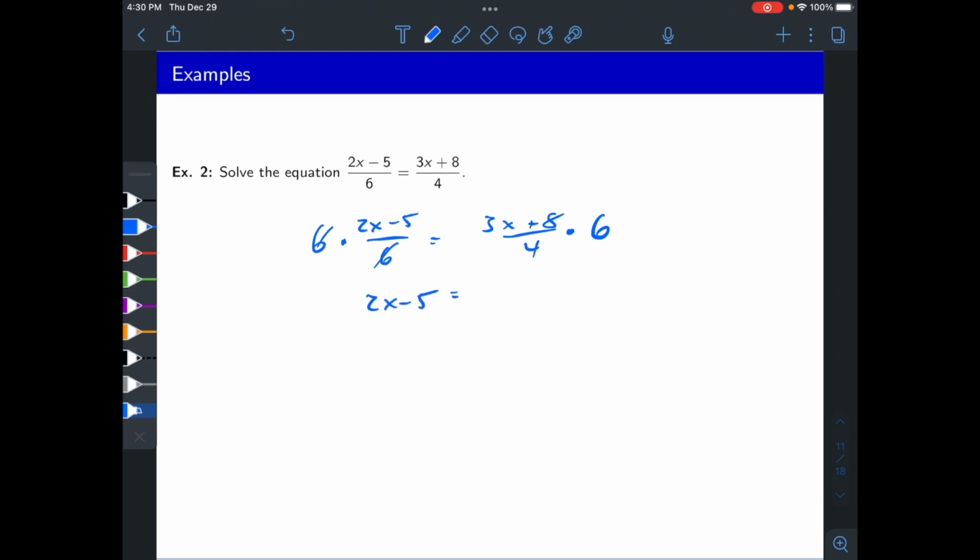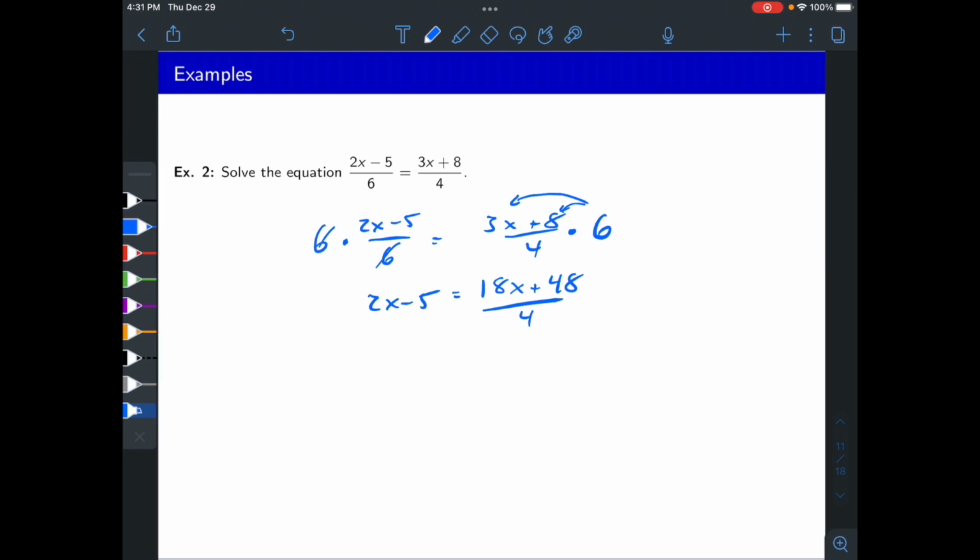And then on the right, I'm multiplying everything by 6, so I have to distribute that to everything. So 6 times 3x is equal to 18x. 6 times 8 is equal to 48. This is all still being divided by 4. And now I'm going to multiply both sides by 4. It's good to have parentheses when you're doing these things just to hammer down the fact that you're distributing everything. So 4 times 2x minus 5 is equal to 8x minus 20. And then on the right, the 4 is canceled.